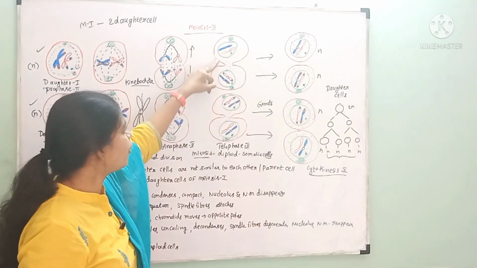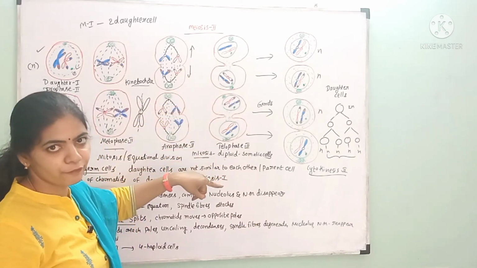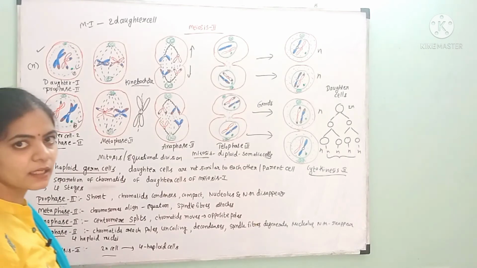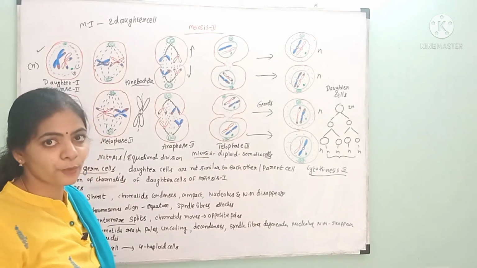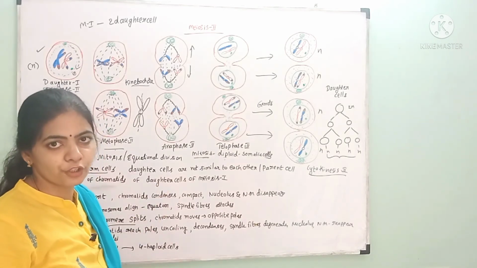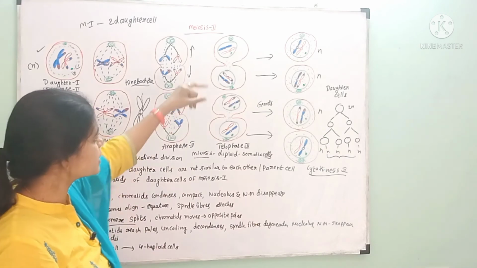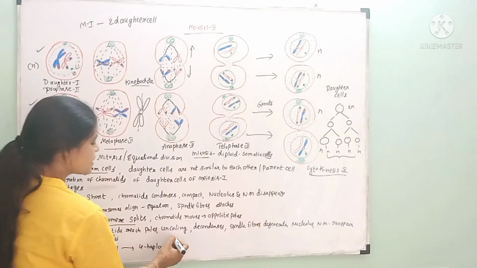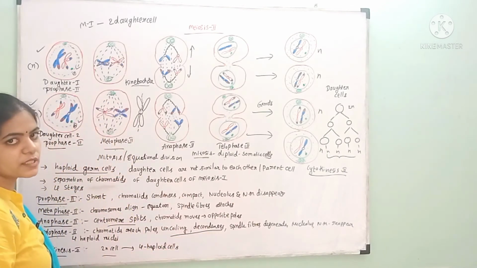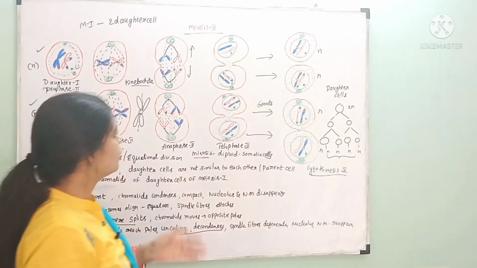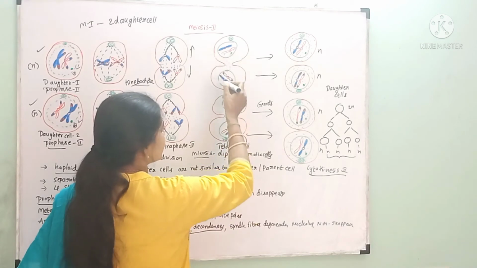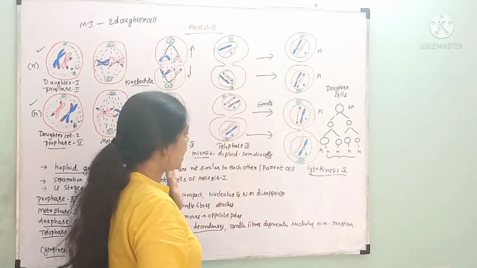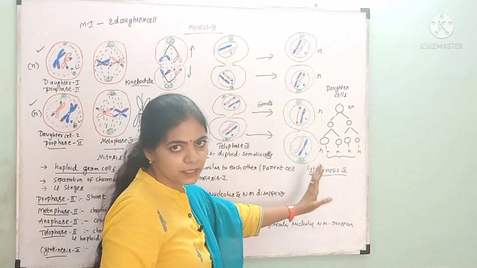How many? 4 haploid nuclei are formed, and these chromosomes start uncoiling. That is, decondensation of the chromatids takes place in telophase 2. For our convenience, we are drawing them like chromosomes. Actually, what happens is decondensation or uncoiling of the chromosomes. Now, totally 4 nuclei are seen. How many nuclei? 4 nuclei are seen. And now the cell enters into the cytokinesis stage.